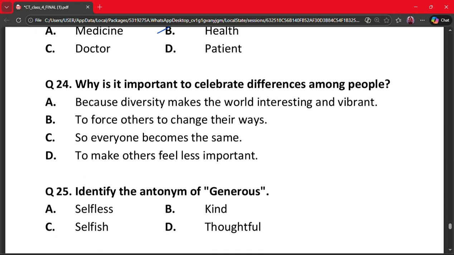The next question is question number 24. Why is it important to celebrate differences among people? A. Because diversity makes the world interesting and vibrant. B. To force others to change their ways. C. So everyone becomes the same. D. To make others feel less important. The correct answer is option A. Differences bring new ideas and perspectives, and they make society richer and stronger. So option A is the correct option.